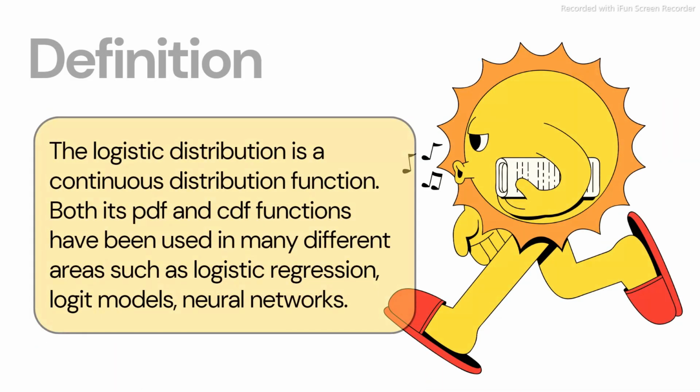Okay, I will go with the definition. As I already discussed, the logistic distribution is a continuous probability distribution function that has both a PDF and a CDF, used in different areas like logistic regression, logit models, and neural network models.